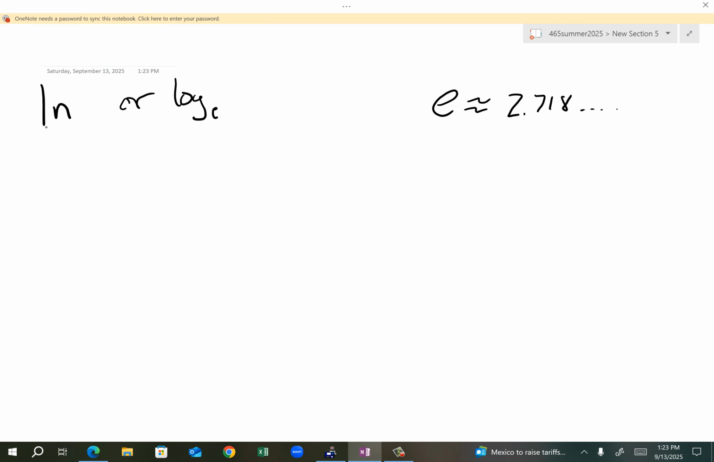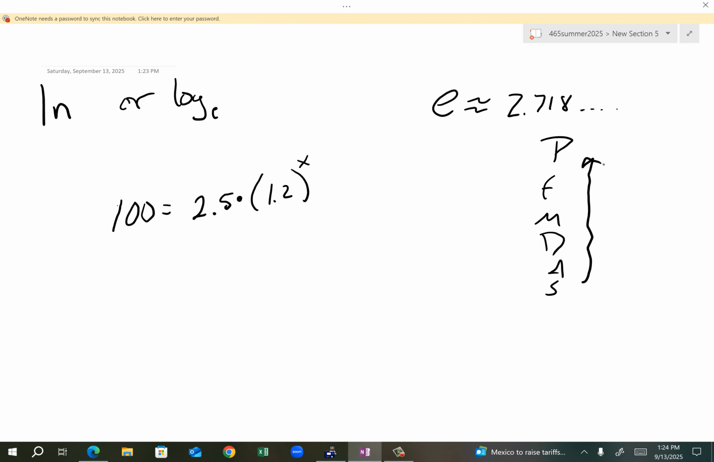Now, if you said to me, hey, Mr. Grimm, I want to know how to solve this equation: 100 is equal to 2.5 times 1.2 to the x power. I want to solve for x. Well, I know: please excuse my dear Aunt Sally, and we're going this way to solve. Is there any addition or subtraction to get rid of? No. But we can divide by 2.5 and get 40.